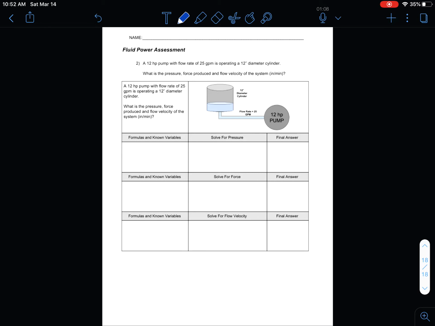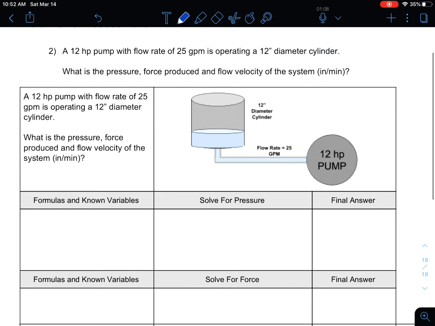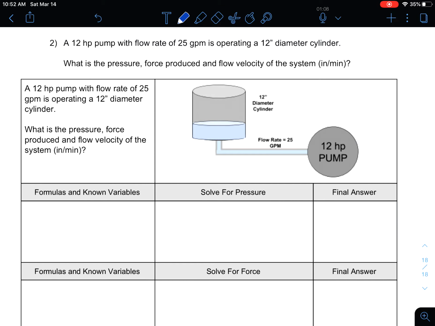Here we go. Cool. So for this one, we are looking to solve for pressure, we are looking to solve for force, and we are looking to solve for flow velocity. In here, we are given a diameter equal to 12 inches. We have our flow rate Q, which is 25 gallons per minute. And we have our horsepower, HP, equal to 12. We have a 12 horsepower pump.